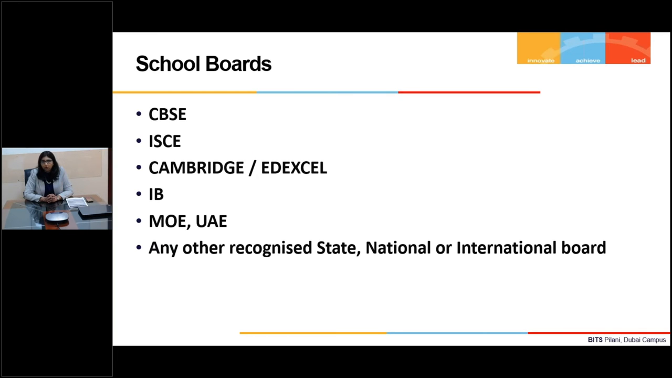We accept all the school boards. We mostly have CBSE students, followed by the ISC. We have various state boards of India, such as the Andhra Pradesh and Telangana Intermediate, the Tamil Nadu State Board, and the Maharashtra State Board. We have several state boards which take admission here. And we also accept international boards, such as the IB, International Baccalaureate, as well as the A-levels from the UK boards.